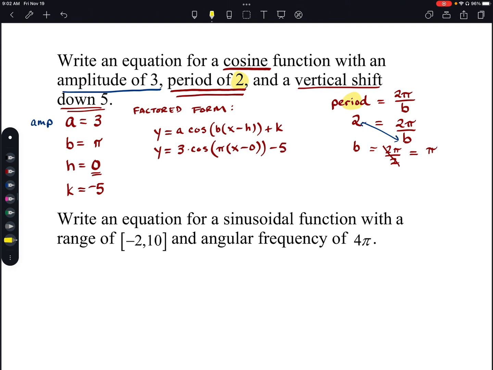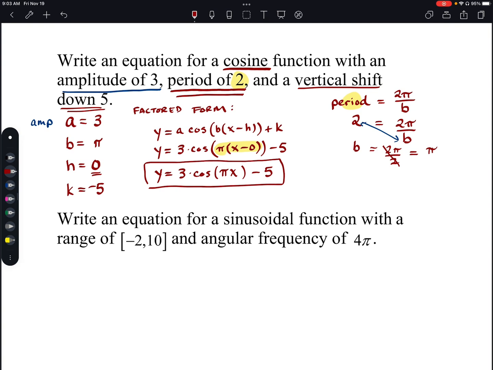And what you see in here, I'm just writing it in the factored form so you understand that part right there. Usually we wouldn't leave an x minus 0 in there. We'd simplify it down, and our answer would be y equals 3 times the cosine of either pi times x or pi times theta, just depending on what you used, minus 5. And that is the equation of the function that's described above.